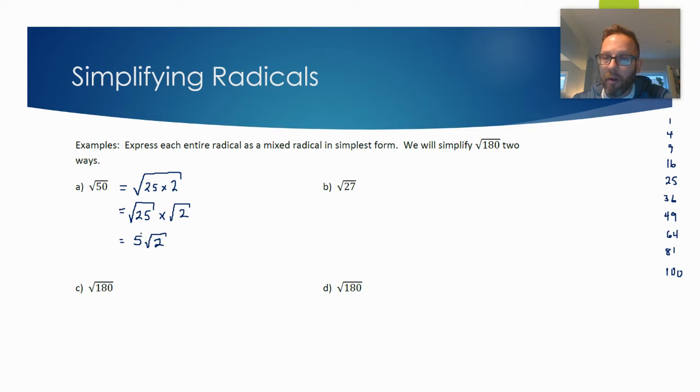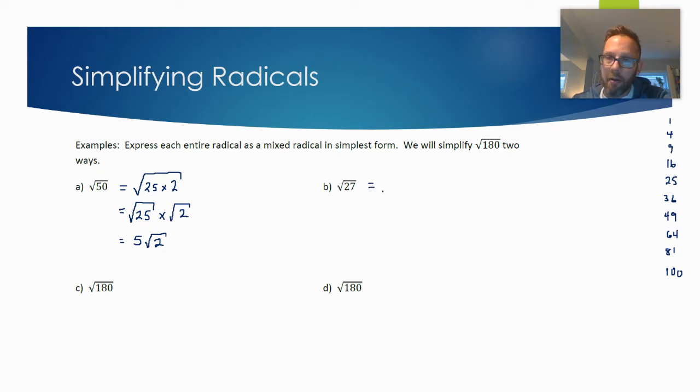And moving forward, whenever you get an answer in your textbook, and you wind up getting the root of 50, your textbook will never show you root 50 as an answer. It will show you the simplified 5 root 2. So you have to be able to convert these. Let's try the root of 27. Can you see a perfect square number that goes into 27?